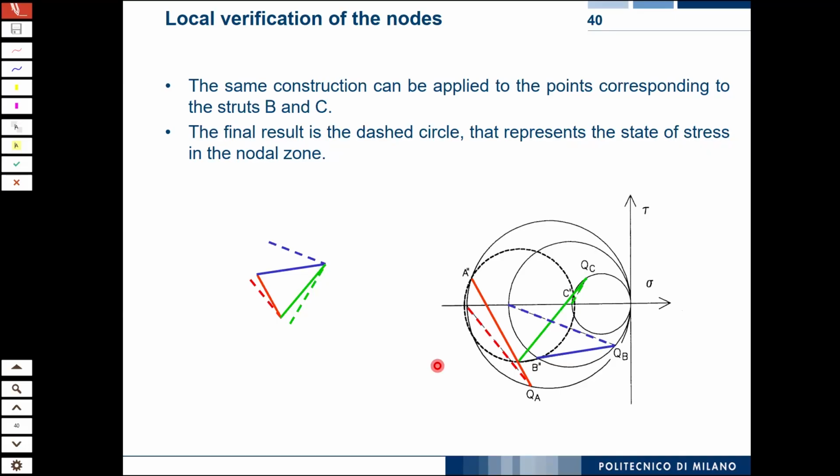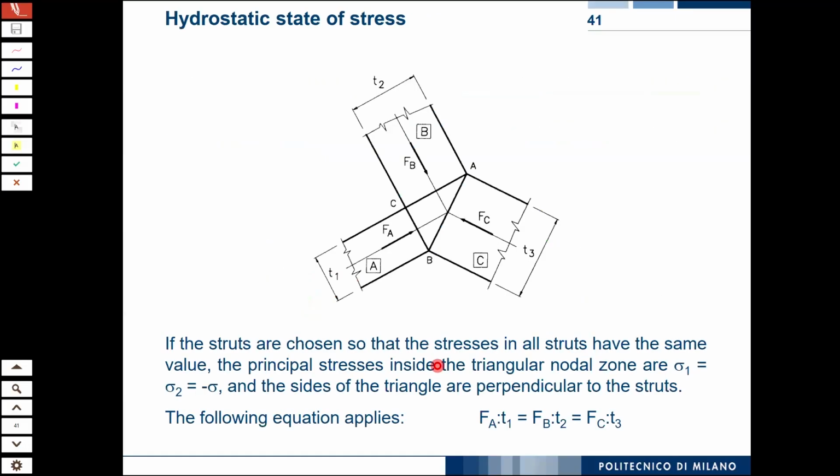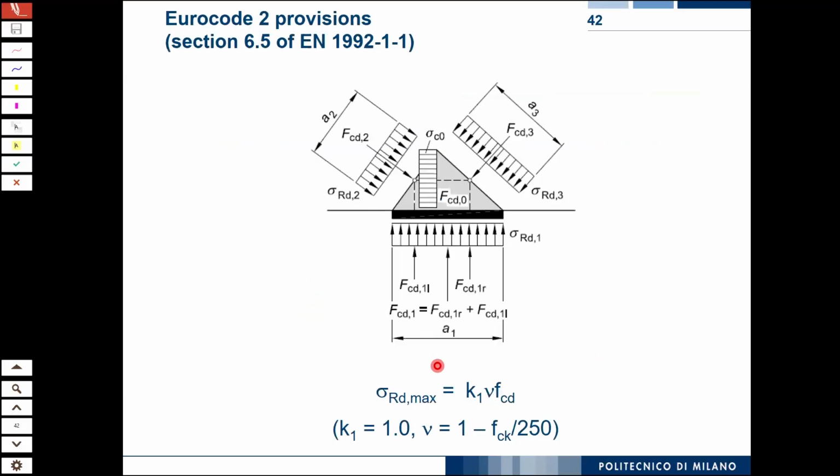I will try to look for the paper and share it with you because it's a very nice paper. So we can apply this for the design of the node. And we do have different types of nodes. We classify them with letters. So we call this a CCC node. CCC means compression, compression, compression.